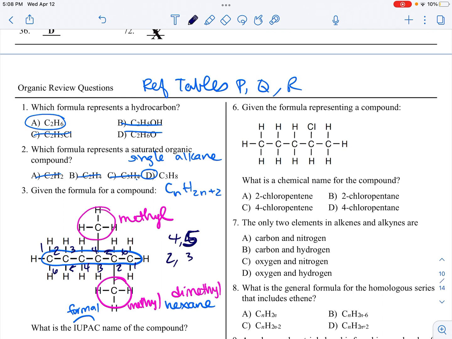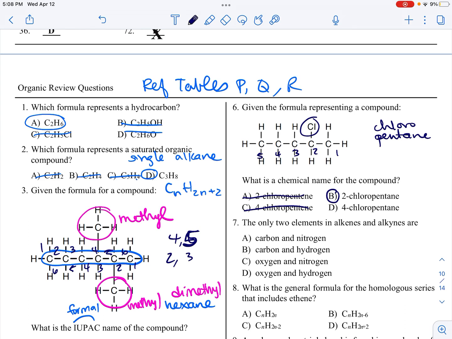What is the chemical name? Okay, so now we have some functional groups. So reference table R has those. We have a halide right here. So this is a halocarbon. 1, 2, 3, 4, 5 is a pentane. This is a chloropentane. But the question is, oh, and by the way, it can't be enes because those are double bonds. So then we say to ourselves, okay, what is the location? Is it the 4 or the 2? You always want the lowest number possible. So in this case, we're going 1, 2, 3, 4, 5.